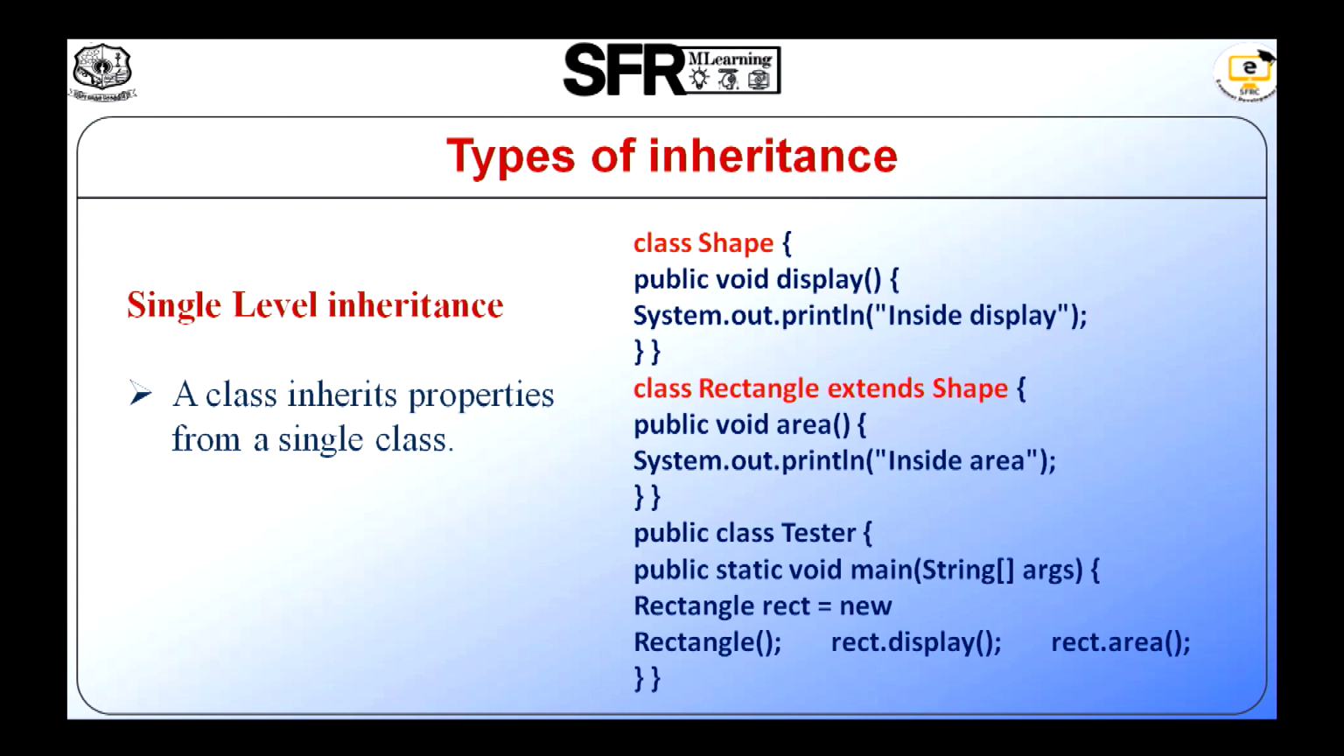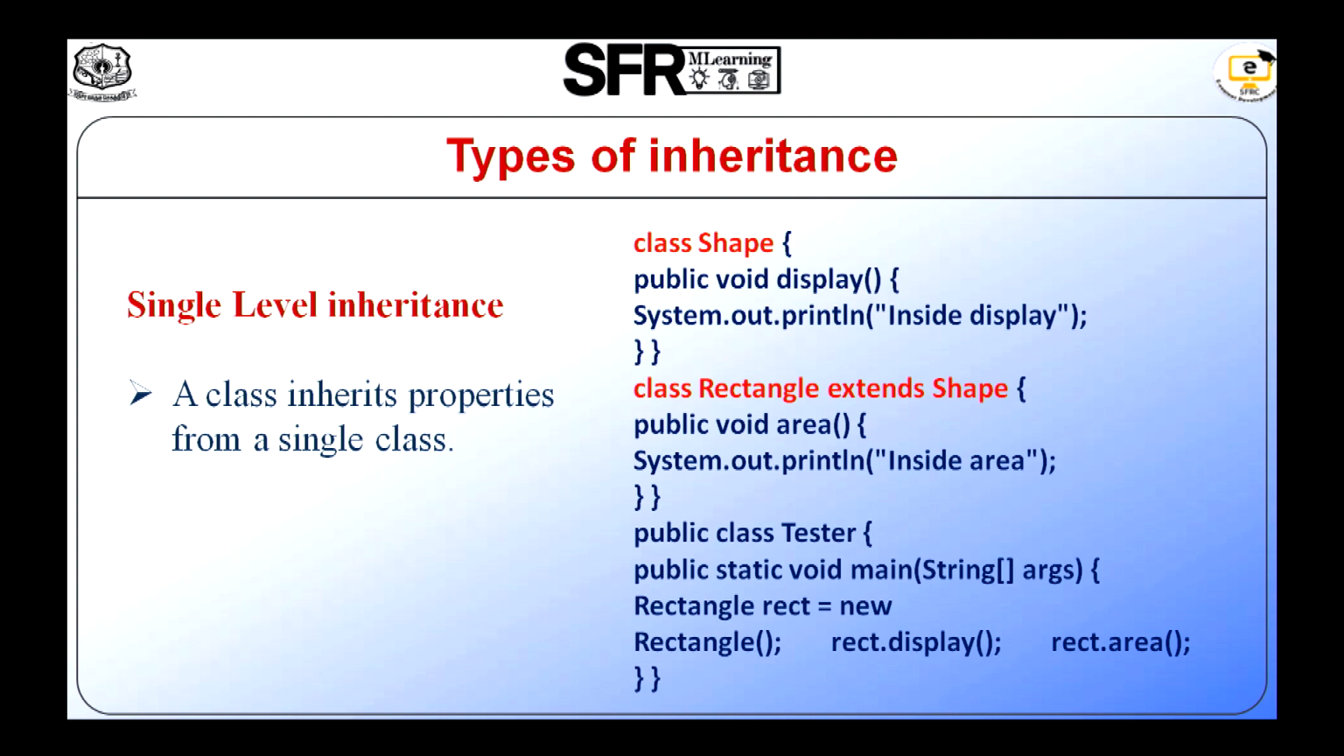Next, types of inheritance. Normally we have four types of inheritance: single inheritance, multiple inheritance, multi-level inheritance, and hierarchical inheritance. Java does not support multiple inheritance. The remaining three we'll see one by one.